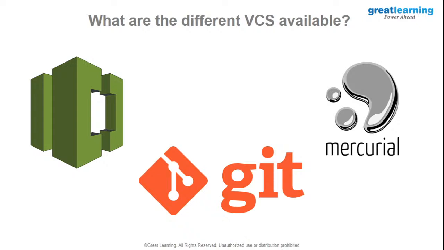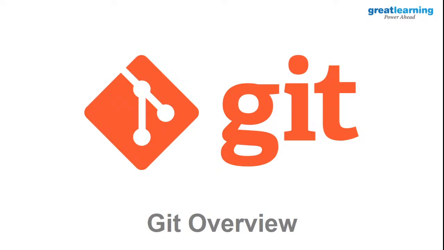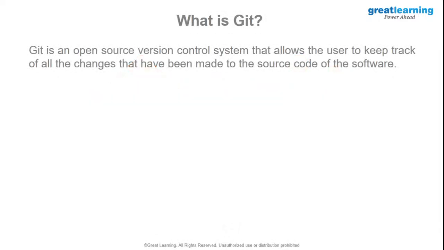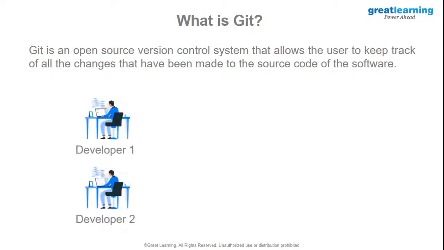All right. So in today's session, we'll basically be learning about Git. Okay, so Git overview. What is Git and why do we need Git? First, what is Git? Git is an open source version control system that allows users to keep track of all the changes that have been made to the source code or software. Basically, it allows you to keep track of what kind of changes have been made to your code and what has happened to it. Has it been pushed or pulled, or who has worked on it? All those kinds of things.